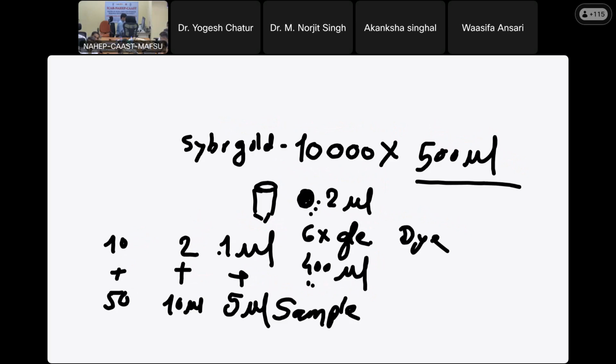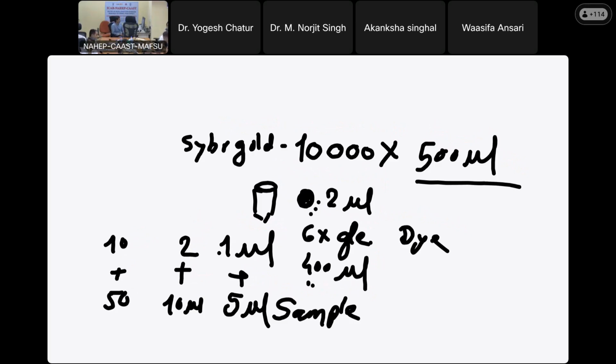It is ready made. And SYBR Gold is one of the most sensitive in the market. It is even more sensitive than ethidium bromide.